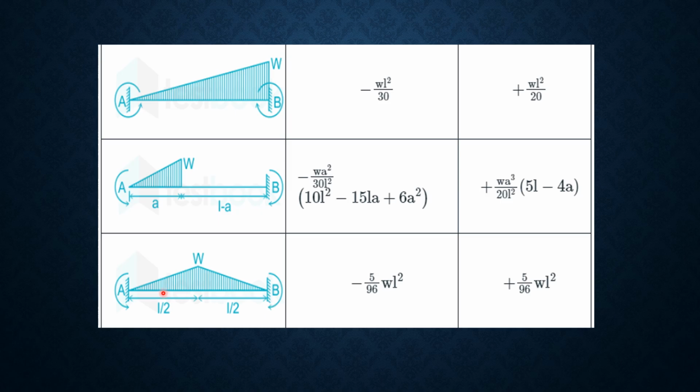Then if the uniformly varying load is triangular over the whole span, MAB is minus 5 divided by 96 into WL square, and MBA is plus 5 divided by 96 into WL square.